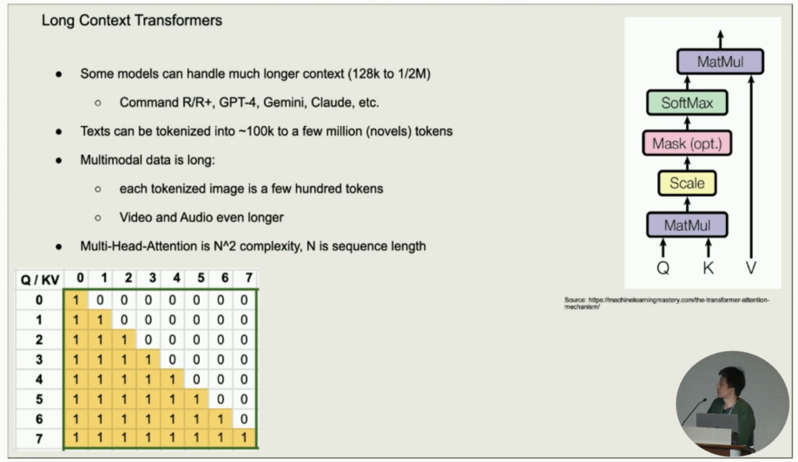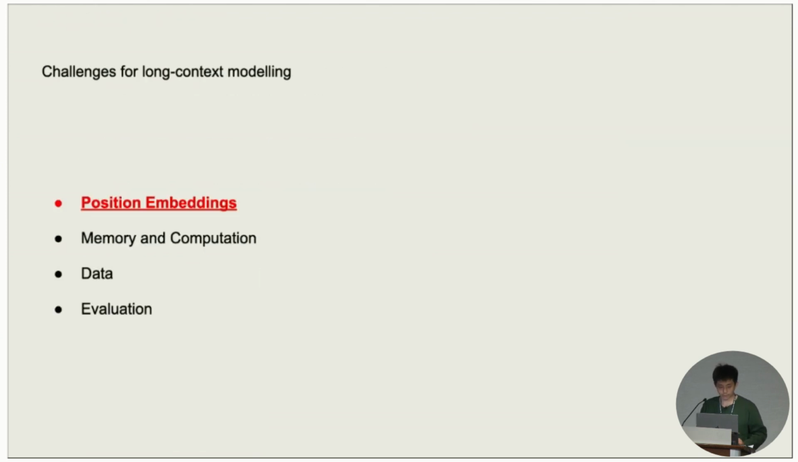One of the challenges we're facing for training and evaluating the long context models is the multi-head attention part of the well-known transformer architecture. The multi-head attention has n squared complexity, with n being the sequence length of the input tokens, like what is shown on the bottom left corner. So I'm going to dive deeper into the challenges we're facing for building long context transformer models. There are 4 of them I want to discuss: position embeddings, memory and computation, data, and evaluation.